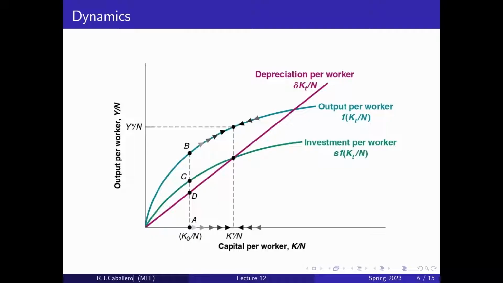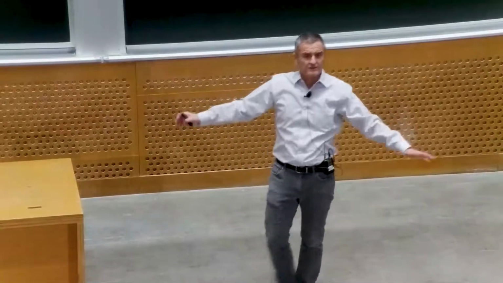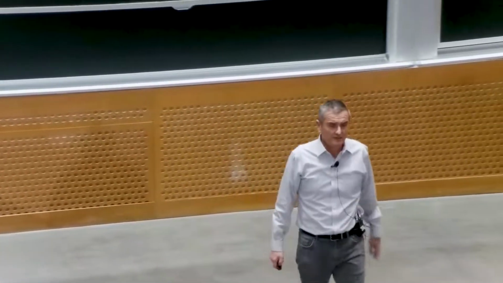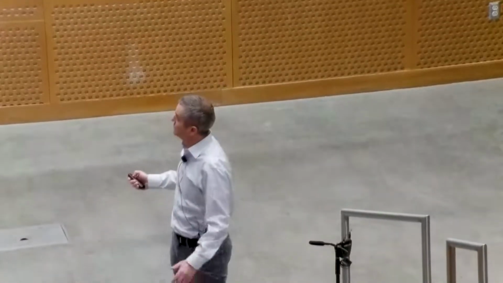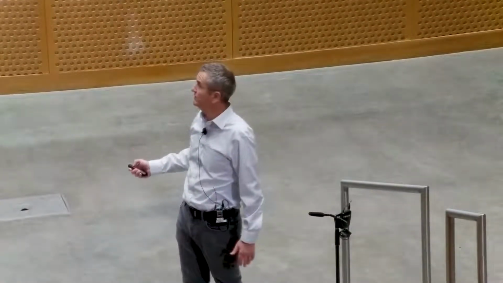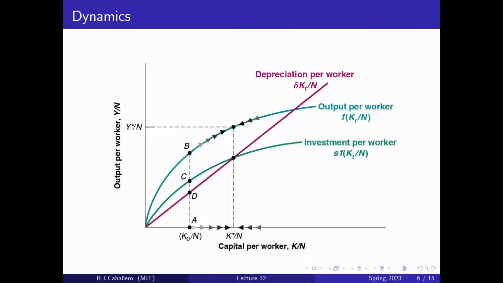So regardless of where you start in this economy, if I ask you the question, 100 years from now, where are you? You tell me, I don't need to know where you start from. I know that we're going to end up around there. You can either start from here, you go there, from here, you go there, and so on. That's the reason we call this a steady state. It's where you converge in the long run. Okay?